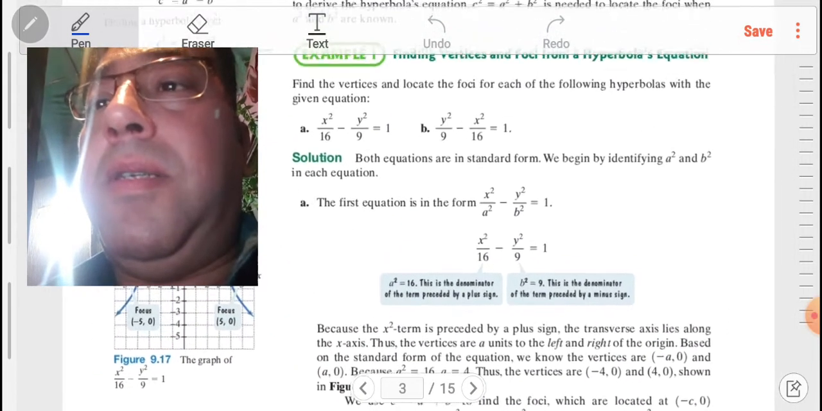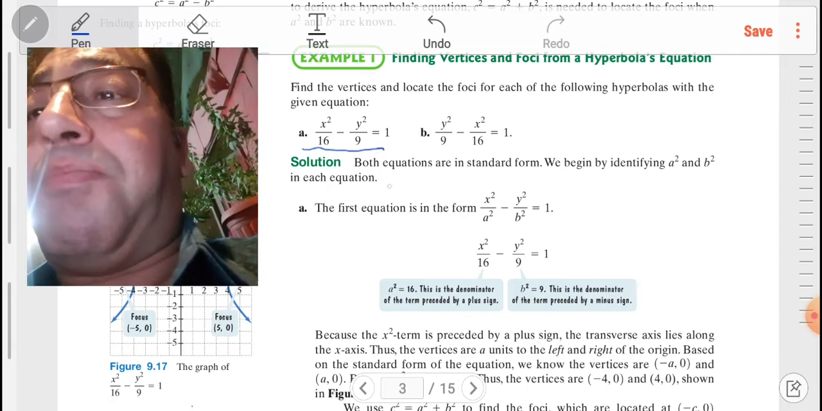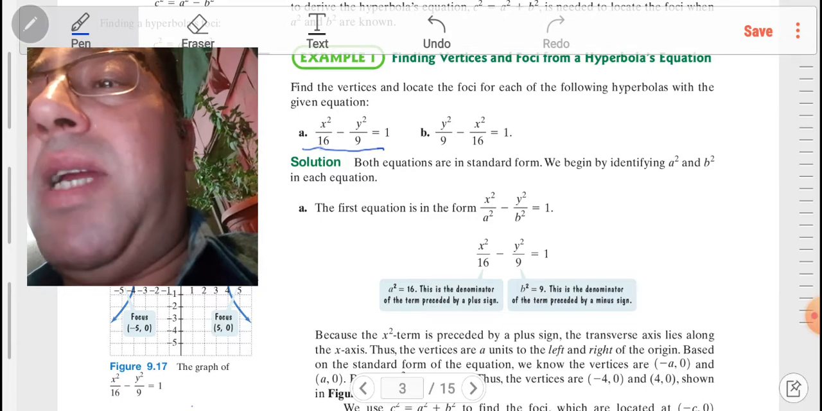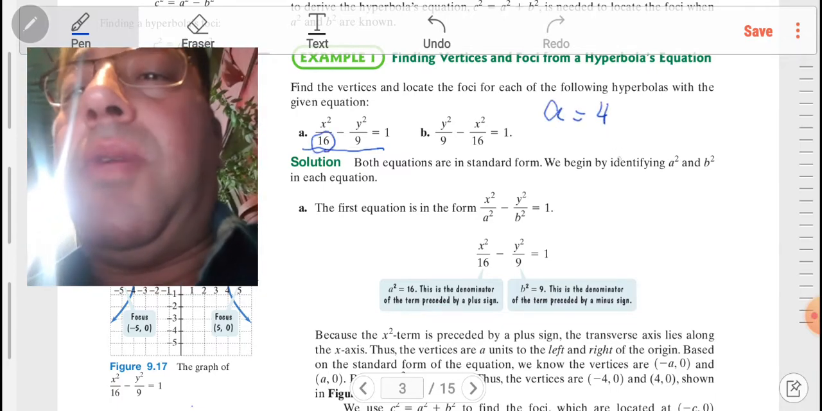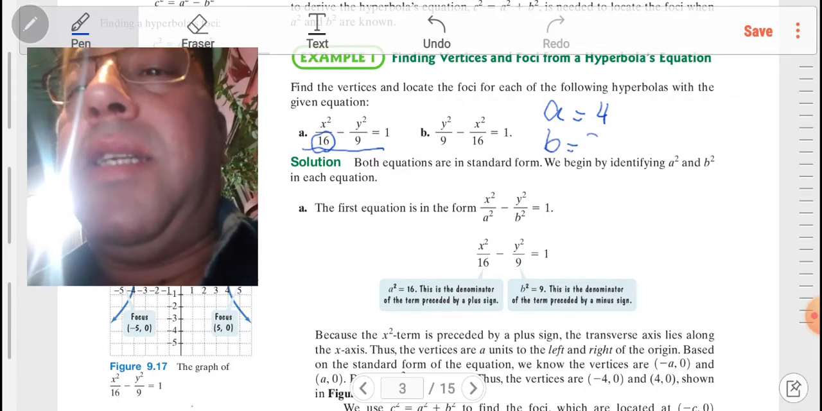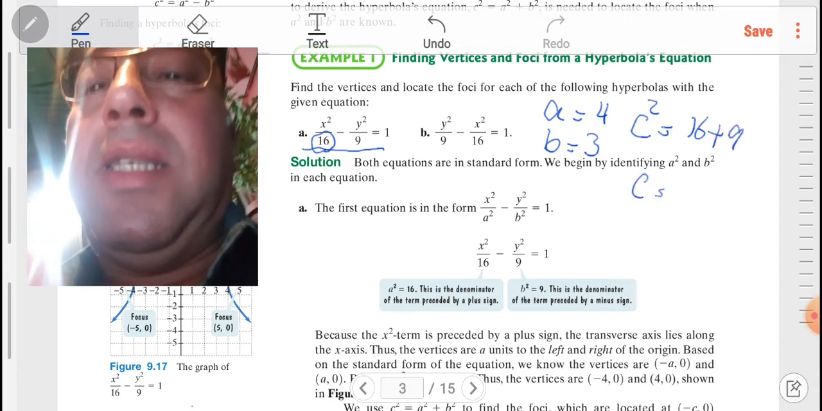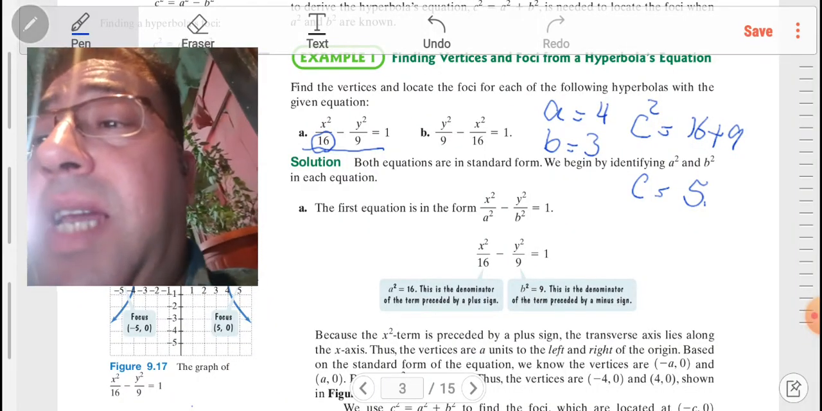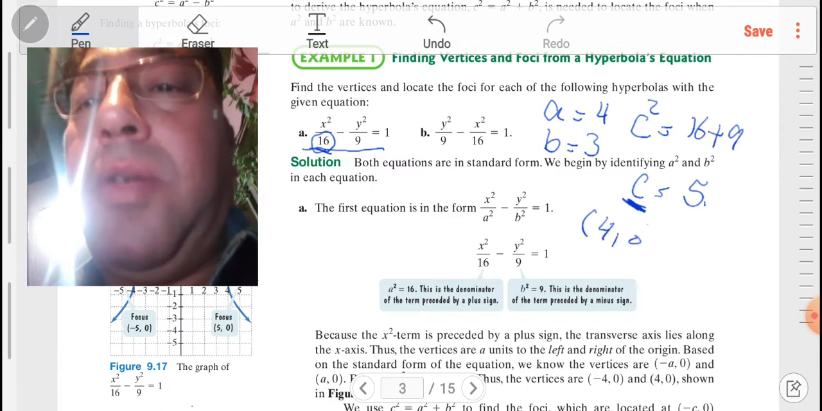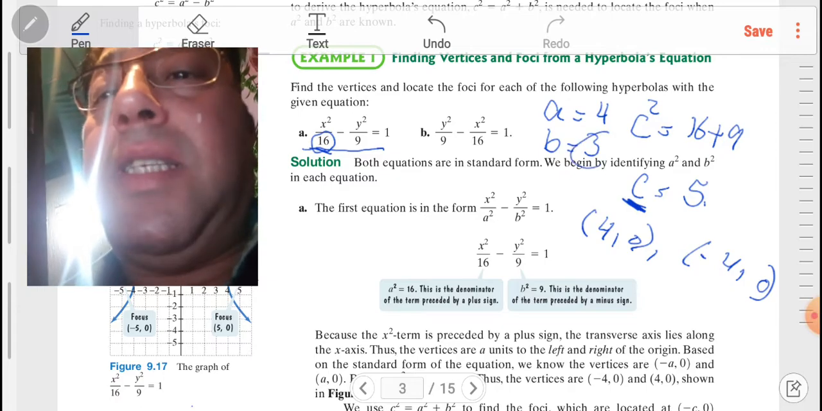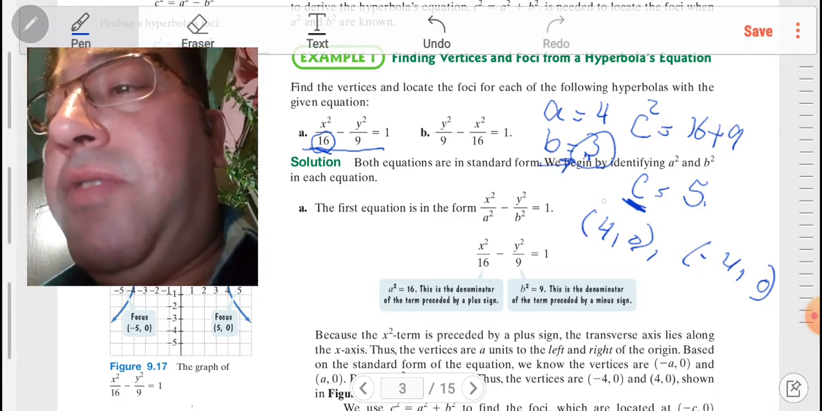Here is an example. Find the vertices and locate the foci for each of the following equations. The first starts with x squared, so this is a horizontal hyperbola. Here A squared is 16, so A equals 4 or negative 4, and B squared equals 9, so B equals 3 or negative 3, and C squared equals A squared plus B squared, so C equals 5. Don't forget that C goes with A horizontally, so we have two vertices: one is 4, 0, and one is negative 4, 0. Two co-vertices: 0, 3 and 0, negative 3.